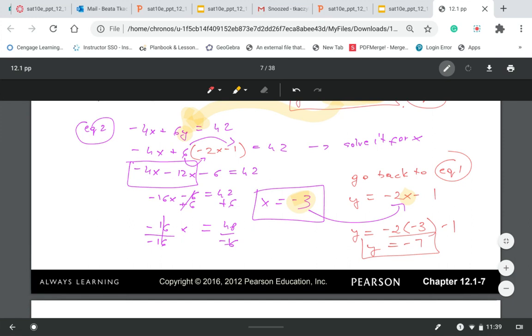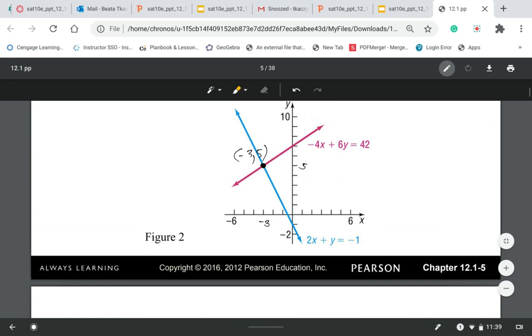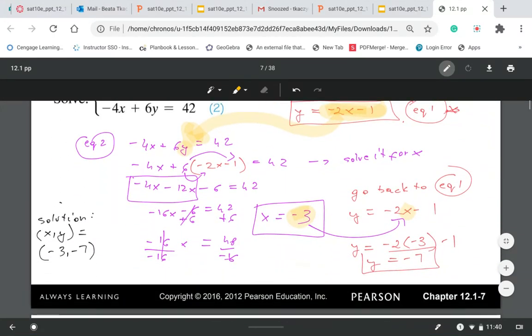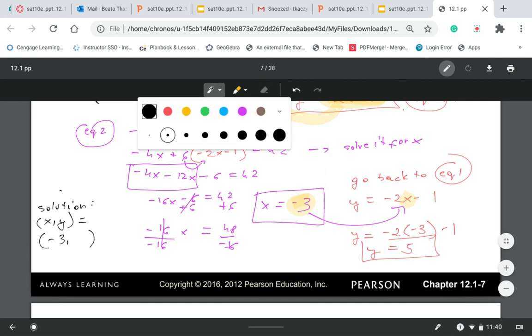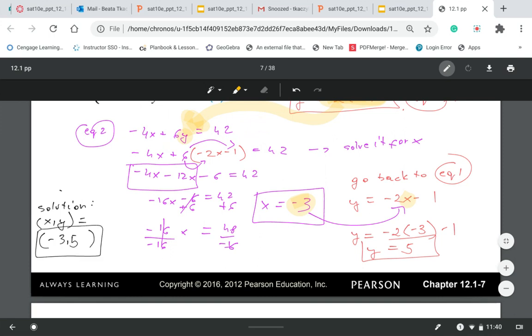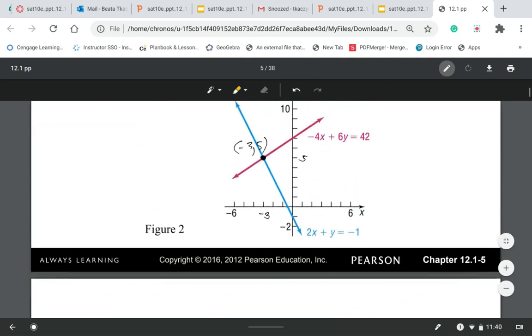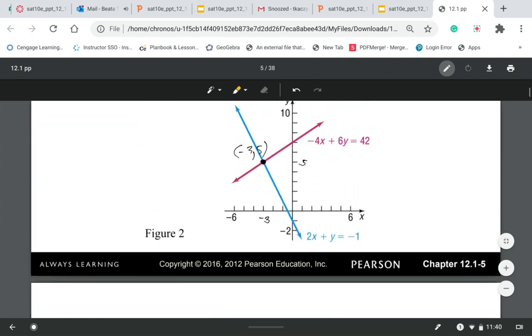So the solution, like before, is the point of intersection x comma y, which is negative 3 comma negative 7. Oh, we got positive 7. Wait, was that the same one? Oh, negative. Sorry, guys. So that's 6 minus 1, which is 5. And of course, double check your algebra. So we have negative 3 comma 5, which again matches the way we solved this system using the graphing method. Okay, so it's the same system.